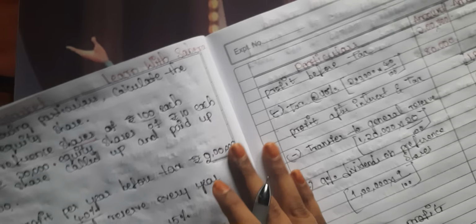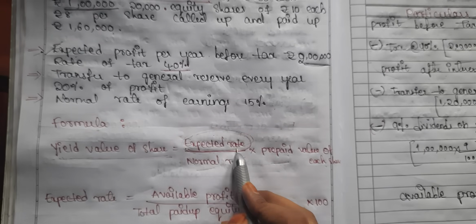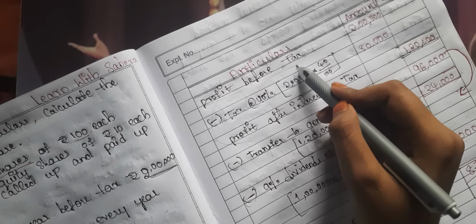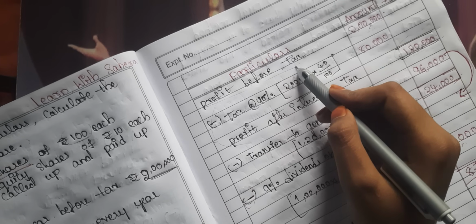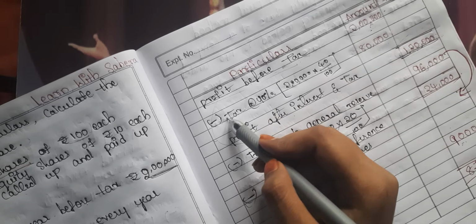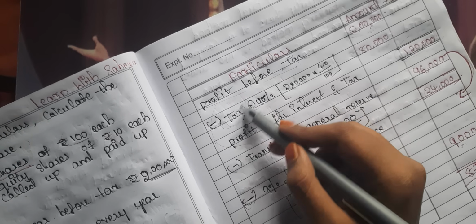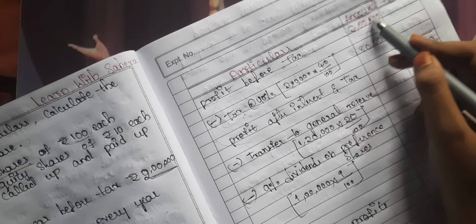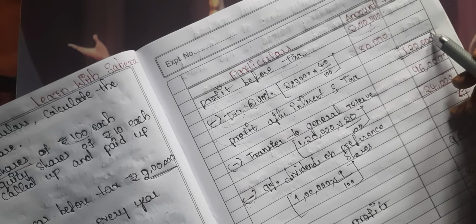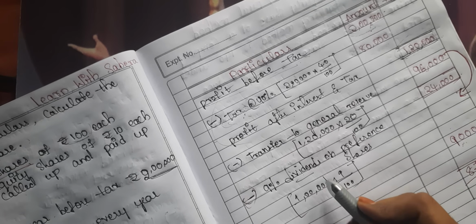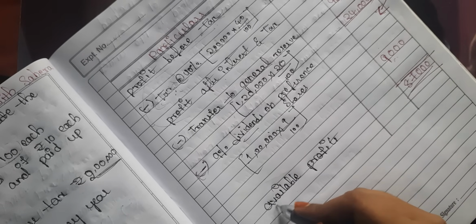Students, listen to me carefully. Here, to find the expected rate, we have a formula in which we need to find the available profit. In this, we take the profit before tax. They will definitely give you tax or interest, so you deduct that tax or interest from the profit before tax or before interest. If you have general reserve, dividends, or any P&L, you deduct that amount. In the end you get the available profits.